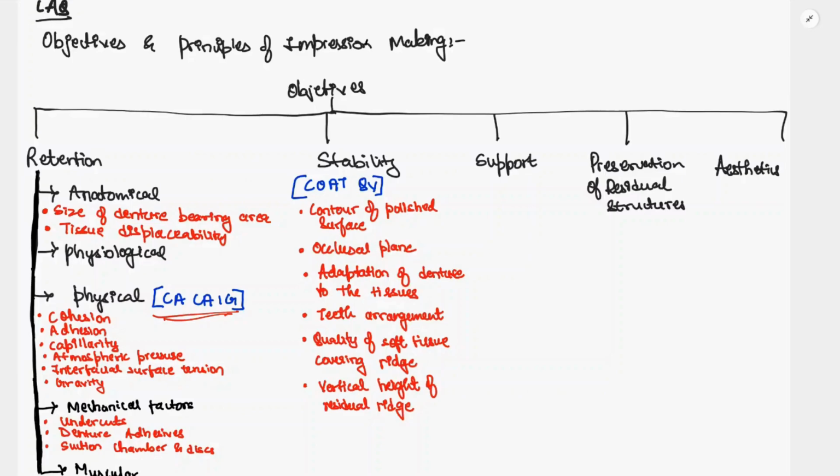There are 5 main factors which determine the objectives of impression making, that is retention, stability, support, preservation of the residual structures, and aesthetics. There are 5 subtopics in retention that determine the retention of the impression. One is anatomical, physiological, physical, mechanical factors, and muscular. Anatomical factor consists of size of the denture bearing area and tissue displaceability.